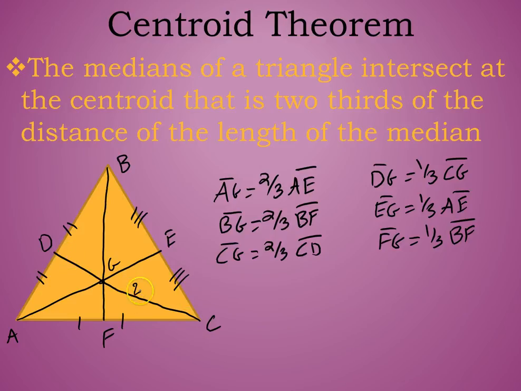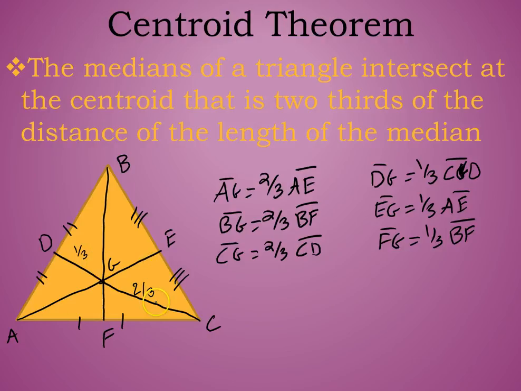Well, this is 2/3. This other piece has to be 1/3. So another thing you can say is DG is 1/3 of its median, CD. EG is 1/3 its median, AE, and FG is 1/3 its median, BF. And then if this is 2/3 and that's 1/3, another way to look at this is CG is double DG, and BG is double GF, and AG is double EG.